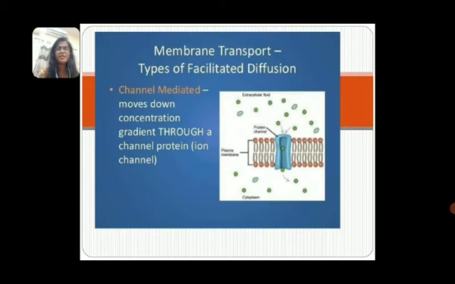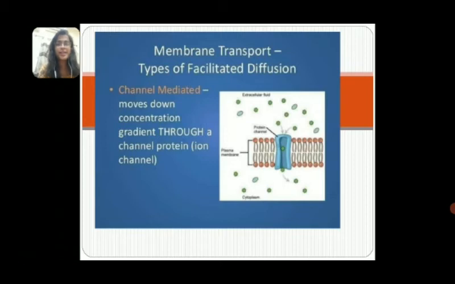Coming to membrane transport, types of facilitated diffusion, the topic is channel mediated. Channel mediated moves down the concentration gradient through a channel protein. Channels can be of two types. One can be a leak channel and the other is a gated channel. Leak channel means the channel will always be open for all. But gated channel means it depends upon the type of stimuli or the type of responses the cell is getting.